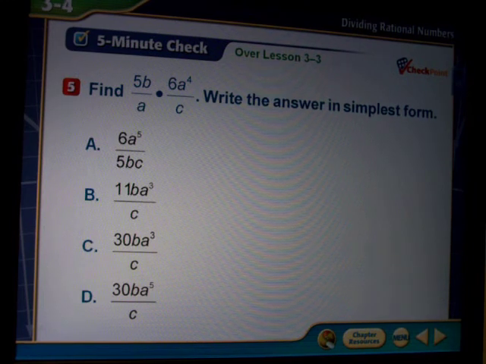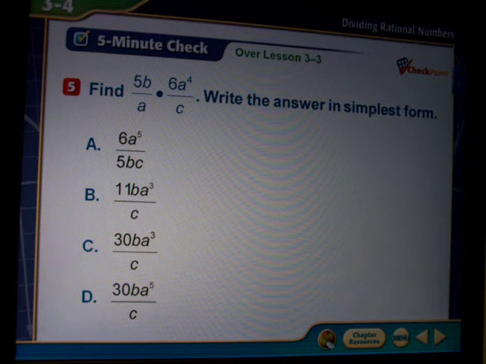Now we're going to find 5b divided by a times 6a to the 4th divided by c, and you're going to write the answer in simplest form. Is your answer 6a to the 5th divided by 5bc? Is it 11ba cubed divided by c? Is it 30ba cubed divided by c? Or is it 30ba to the 5th divided by c? Remember what you know about variables canceling each other out just like numbers.